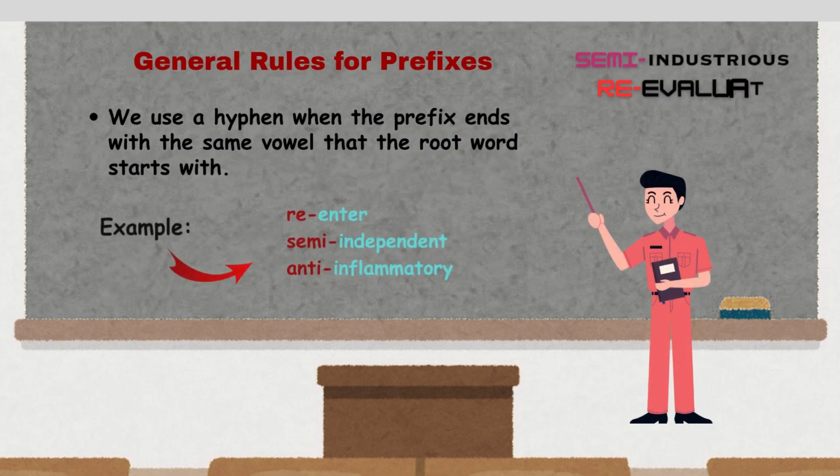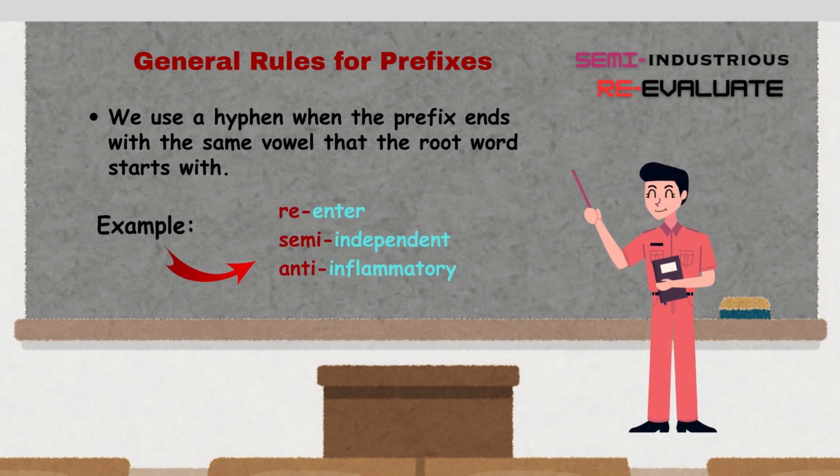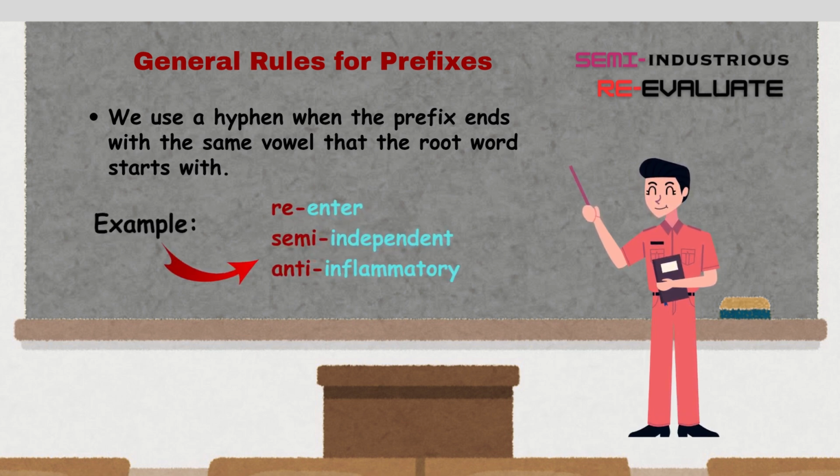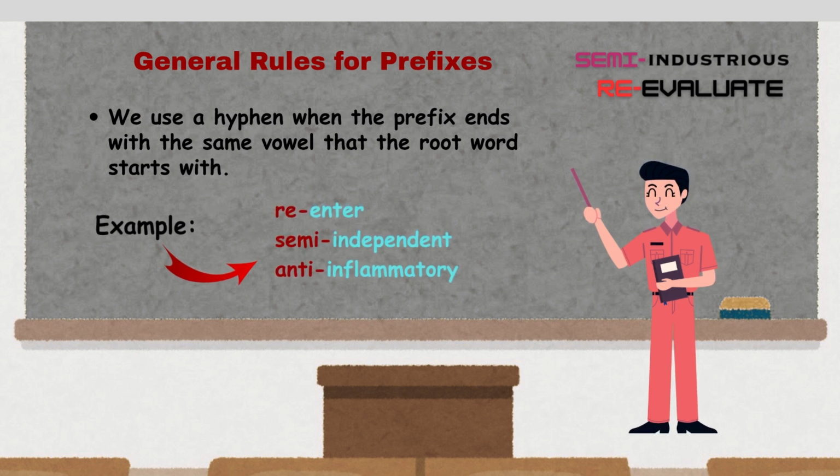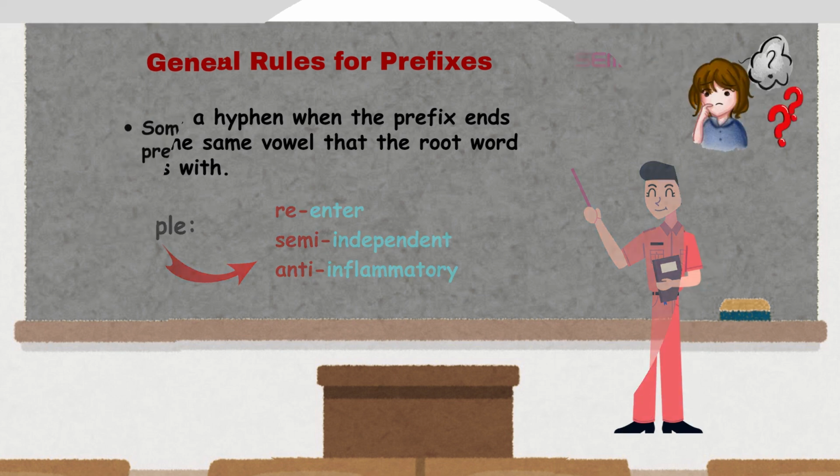We use a hyphen when the prefix ends with the same vowel as the root word begins. Re-enter, semi-independent and anti-inflammatory are some examples of such hyphenated words. In this case, the hyphen makes it easier to pronounce and understand the repeated vowels by visually separating them.